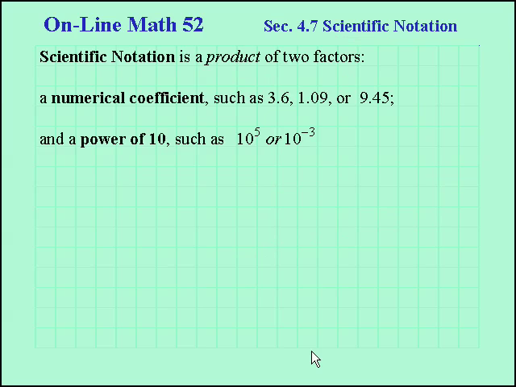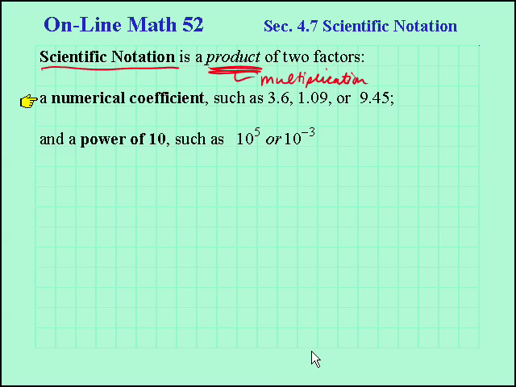Scientific notation is a product. Now, product means multiply, or multiplication, of 2 factors. And factors means multiplication too, so it's almost redundant, but it's good to have it spelled out that way. Scientific notation is a product of 2 factors.